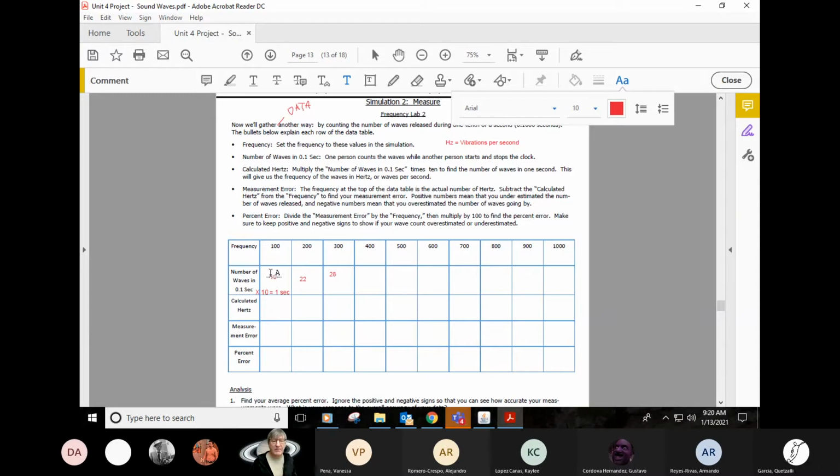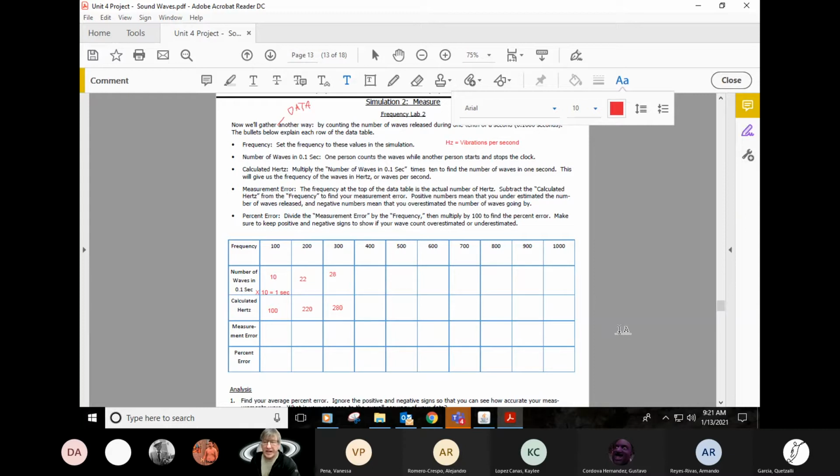So you're going to take whatever number you had here, the data that you had, multiply it by 10 to fill in the calculated hertz. So for my first example, 10 times 10 equals 100. 22 times 10 equals 220. 28 times 10 equals 280.